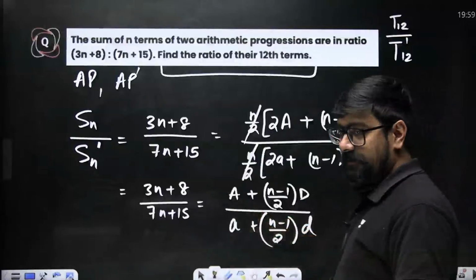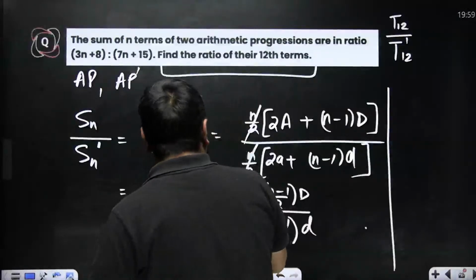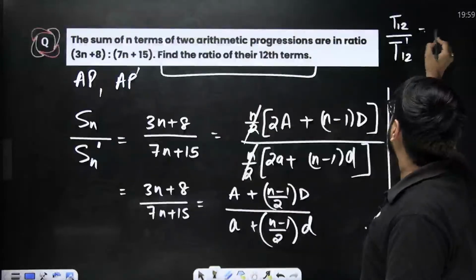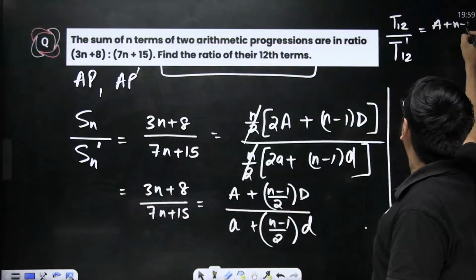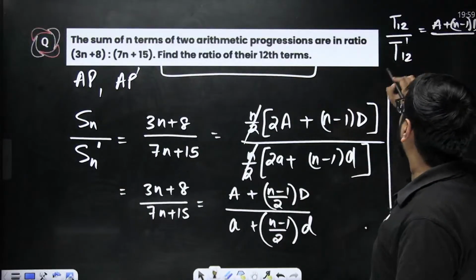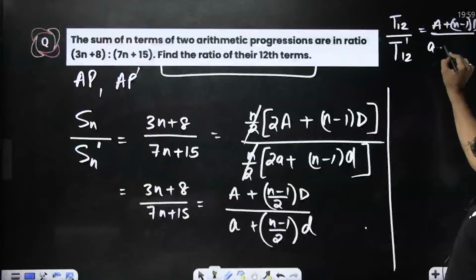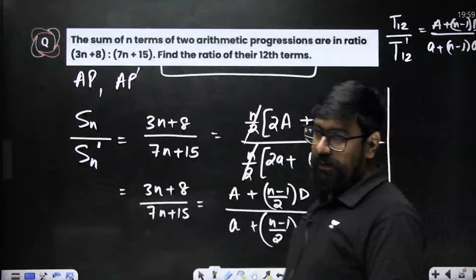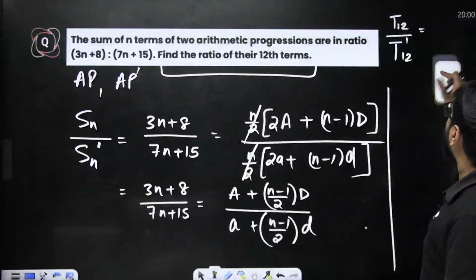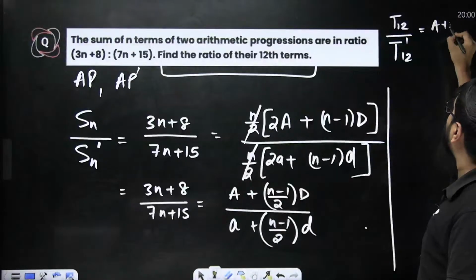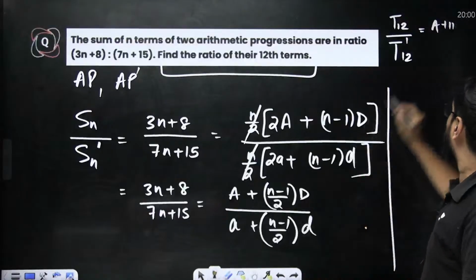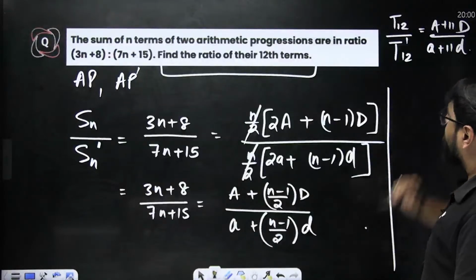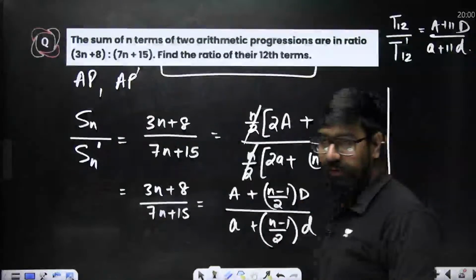What will be the 12th term of the upper AP? T12 for the upper AP will look like this: A plus n minus 1 into capital D. And for the dashed AP, the term will look like a plus n minus 1 into small d, because this is the general term. n will be 12, so it will become A plus 11 capital D divided by small a plus 11 into small d. This is what I want over here.